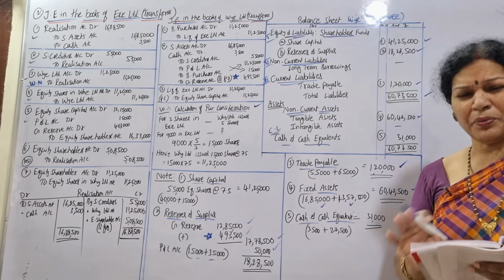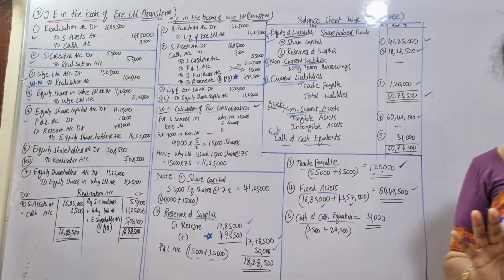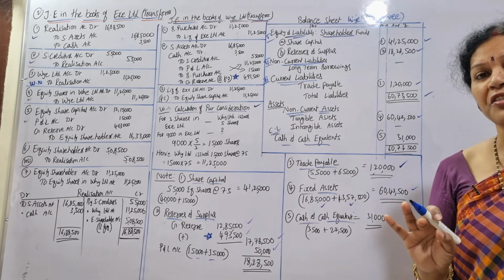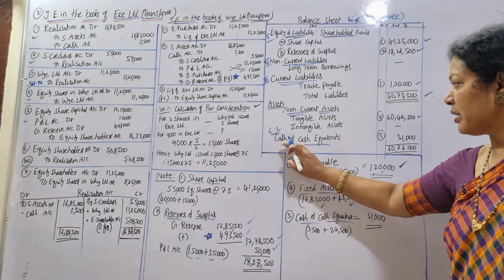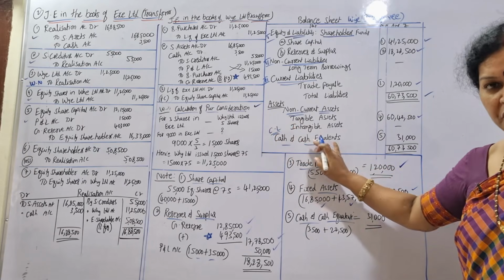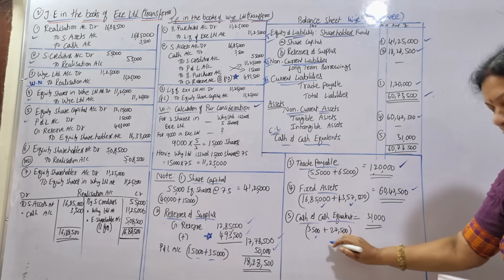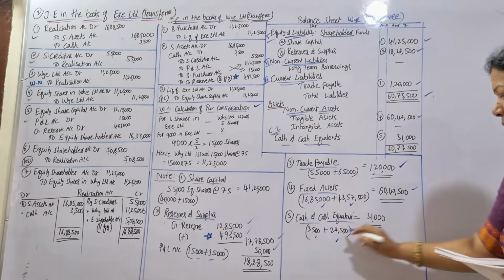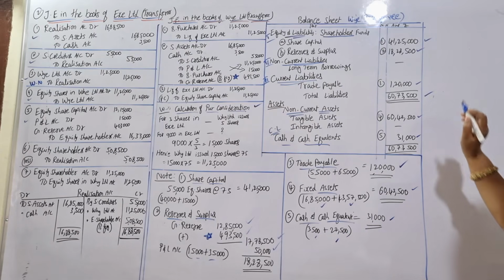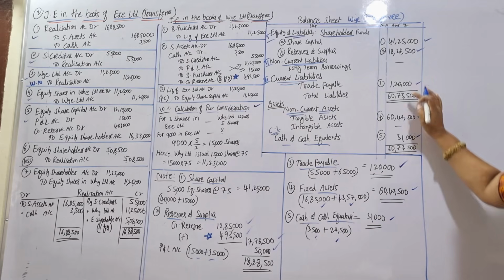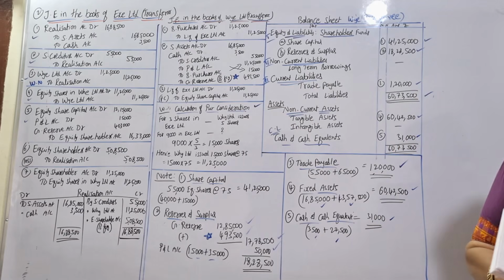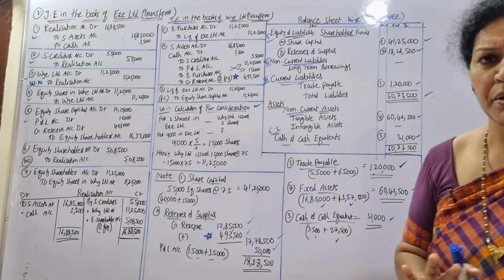Then after that, what else we have? Only cash in hand. Cash in hand comes under the heading of cash and cash equivalents. So I kept a heading under current assets, cash and cash equivalents. Two amounts are there, 3,500 and 27,500. Total it is coming to 31 lakh. Total of this is also the same. Both the sides are tallying. Means the problem is correct. Very simple.